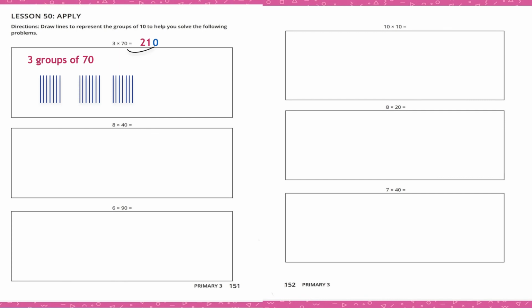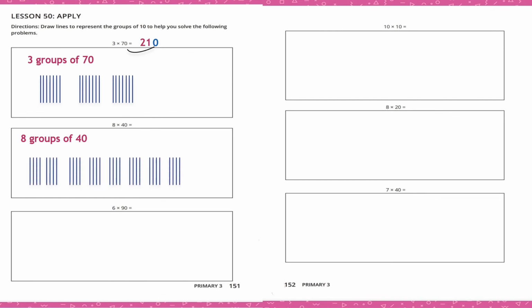The next one, 8 times 40. It's like 8 groups of 40. I can represent them by 8 groups. Each group contains 4 sticks, 40. 4 sticks, 40, and so on. So I can say 40 plus 40 plus 40 plus 40 and so on, 8 40s. But I can solve it the same way with multiplication. I can take 0 out. And 4 times 8, 32. So the total will be 320.